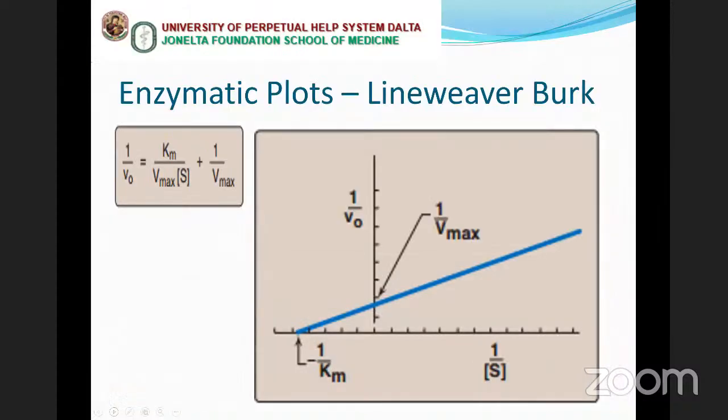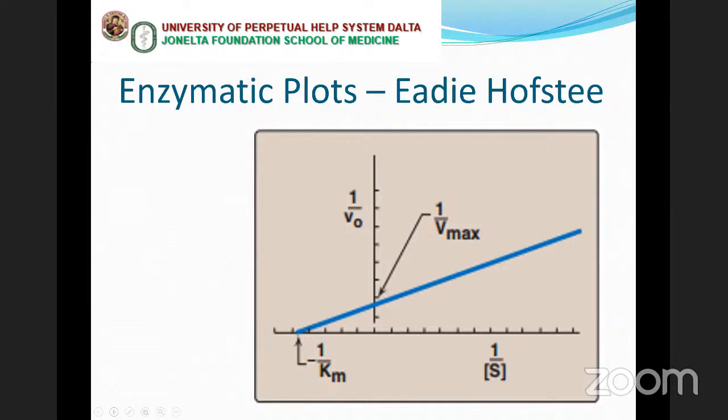So this would be your enzymatic plots. Your Lineweaver-Burk: look at it as a reciprocal of your Michaelis-Menten equation. You look at initial velocity, your Km over Vmax times substrate plus 1 over Vmax, and you could plot it as a line.